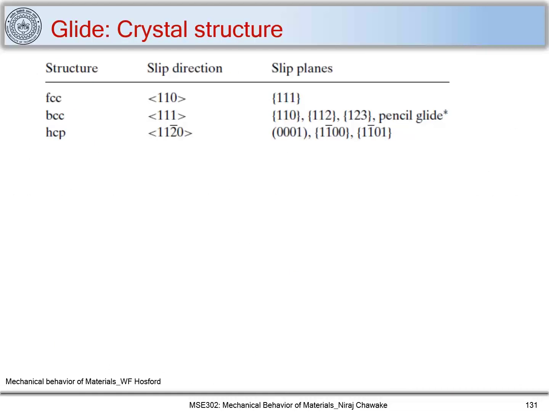Now when I talk about glide, let us consider crystal structures and some important terminologies. In FCC, we have seen the slip direction is 110 and the slip plane is 111. In BCC, the slip direction is 111, but there are different slip planes like 110, 112 and 123. In HCP, the slip direction is 11 bar 2 0, and the slip planes are 0001, 1 bar 100 and 1 bar 101.